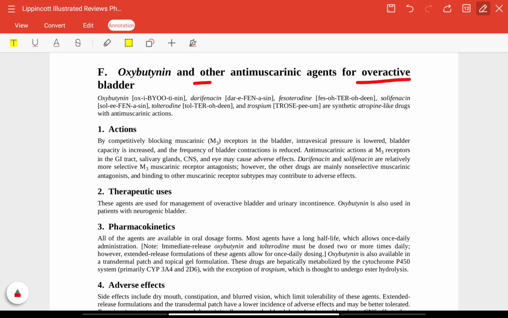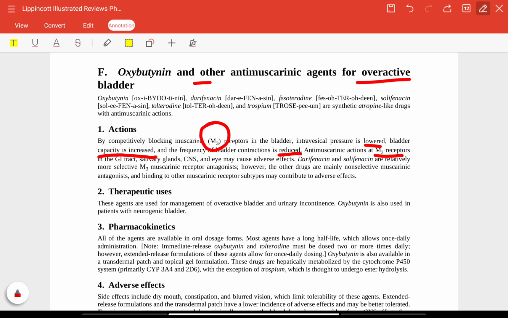Actions: what does it do, and how does it do it? In the bladder, the receptor is M3. Intravesical pressure is lowered and bladder capacity is increased. The frequency of bladder contraction is thereby reduced. So what will be the actions at M3 receptors? Salivary gland, CNS, eye, all of these have M3 receptors, so the adverse effects will appear here.